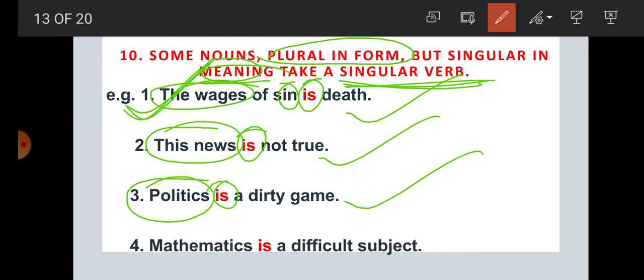Mathematics, here, though plural in form, takes a singular verb, is. So students, we have got that some nouns are plural in form but singular in meaning, because their meaning is singular. Here wages, news, politics and mathematics, all are singular in meaning. That's why they take a singular verb.